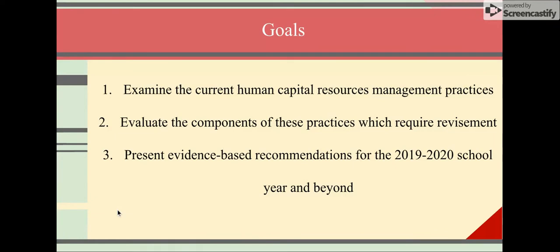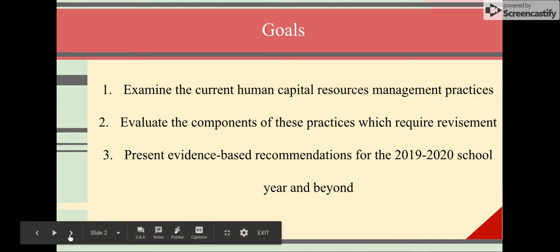The goals of this presentation are to examine the current human resource management practices, evaluate some of these that we might need to revise, and suggest some of those revisions for the 2019-2020 school year.